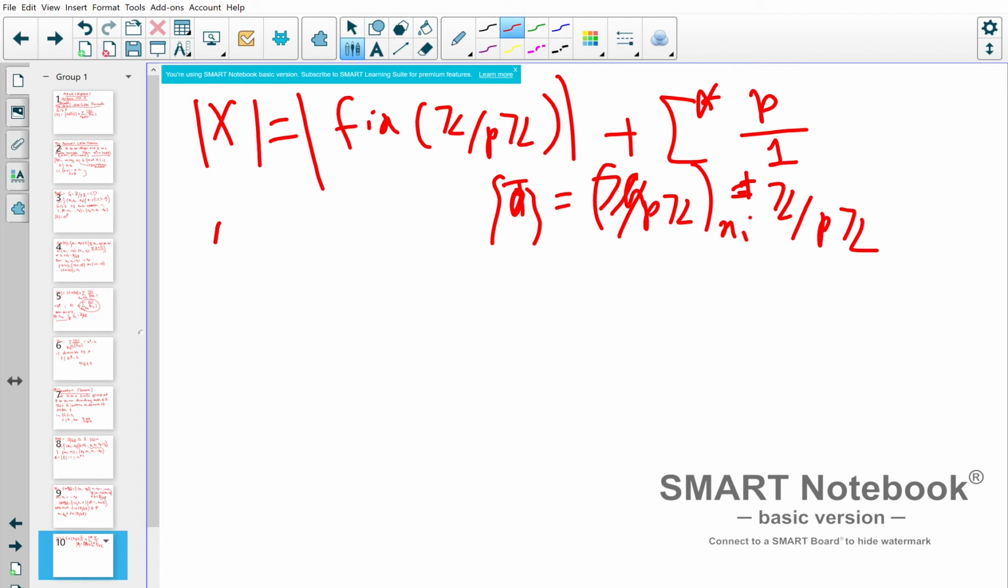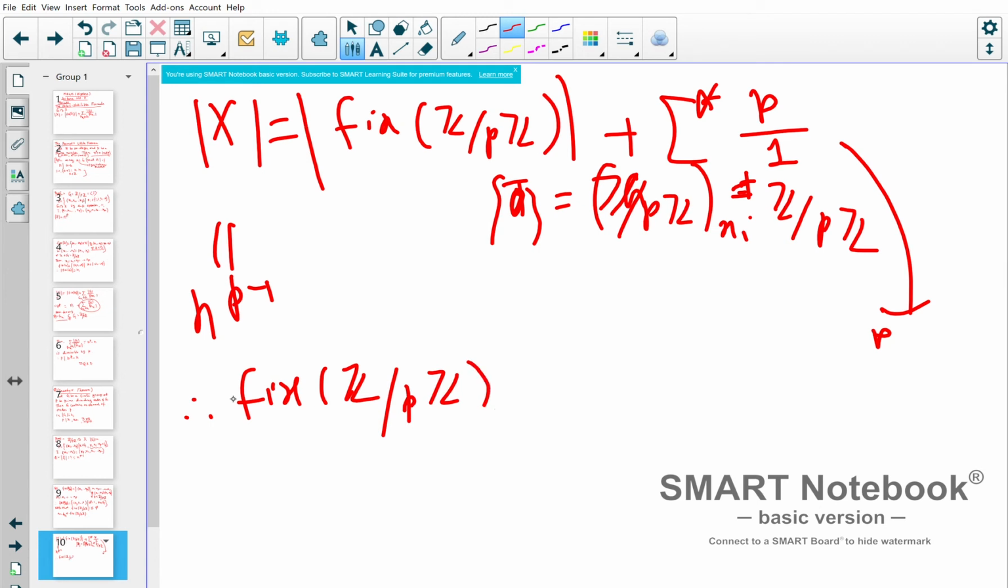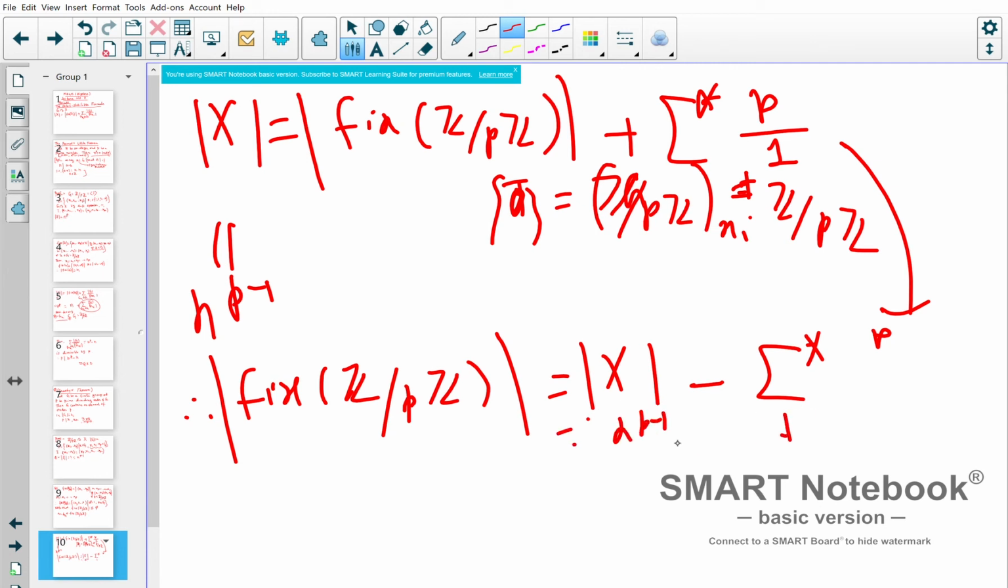So on the left side, this is nothing but n to the power p. On the right side, this is divisible by p. So what does that mean? That means the cardinality of the fixed point of Z mod pZ is nothing but the cardinality of X minus these sums, whatever the sums are. Now this is n to the power p minus the sum, but this is also divisible by p, and p also divides n, so thus what does that mean? That means p divides the fixed point of Z mod pZ, clear?